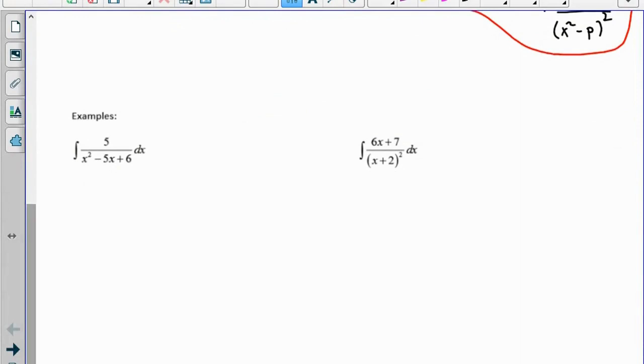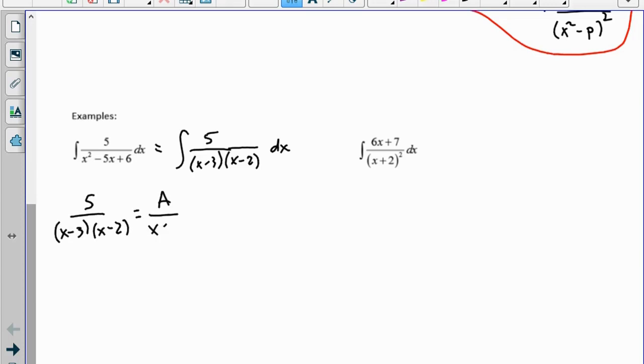The integral of 5 over x squared minus 5x plus 6. So the first thing I'm going to do is notice that this is something that is factorable in the denominator. So I'm going to do the integral of 5 over (x minus 3)(x minus 2) dx. So since that's factorable, what I'm going to want to do is rewrite this with partial fractions. So notice that 5 over (x minus 3)(x minus 2) can be rewritten as A over x minus 3 plus B over x minus 2.